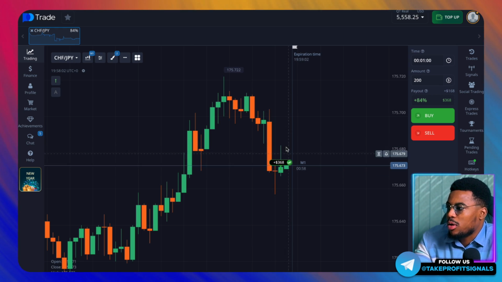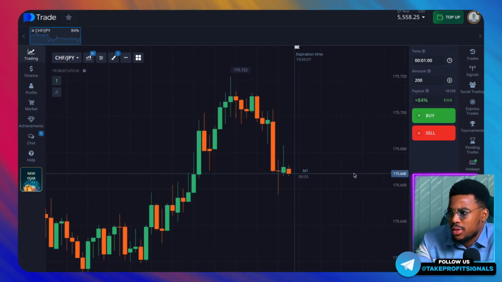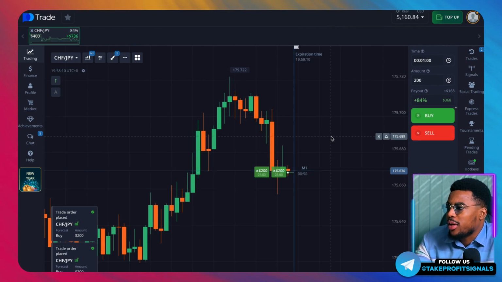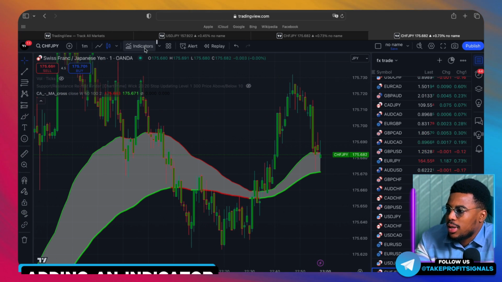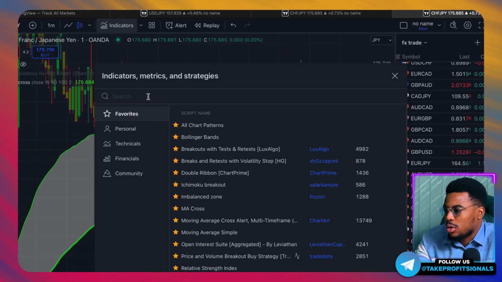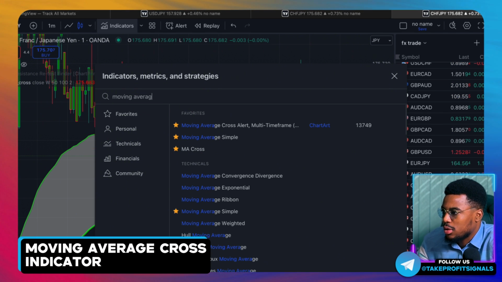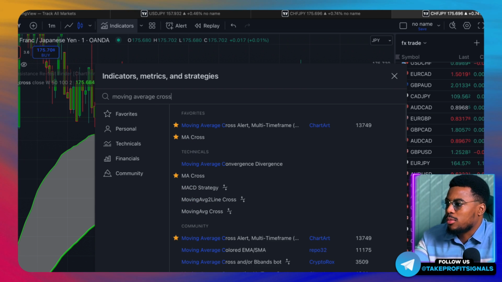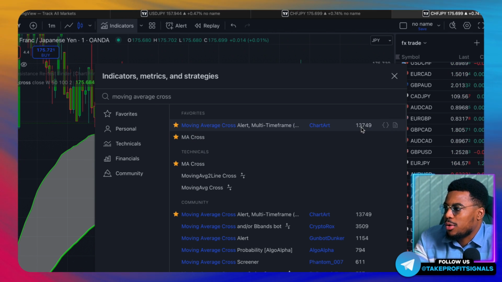We get a good trade, plus 168 to our balance. Let's say the deal is not super confident, but I think that now we can make 2 more trades. Look, what is the point? Let's add an indicator. It is called Moving Average Cross from the author ChartArt. Just click on it once. It has 13,000 users. Very cool indicator.